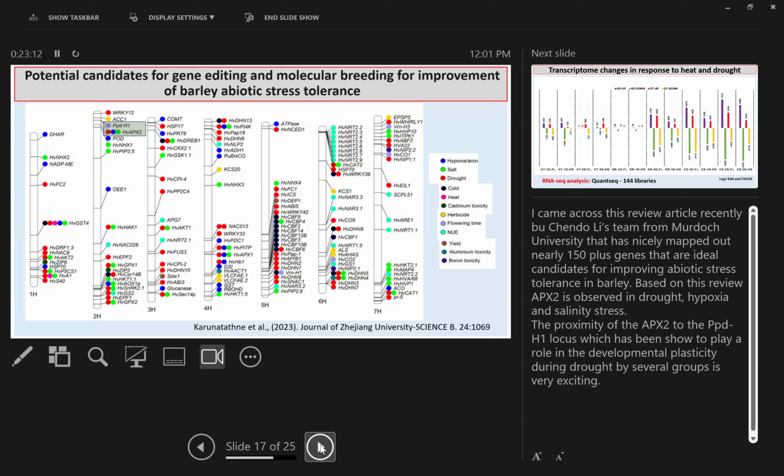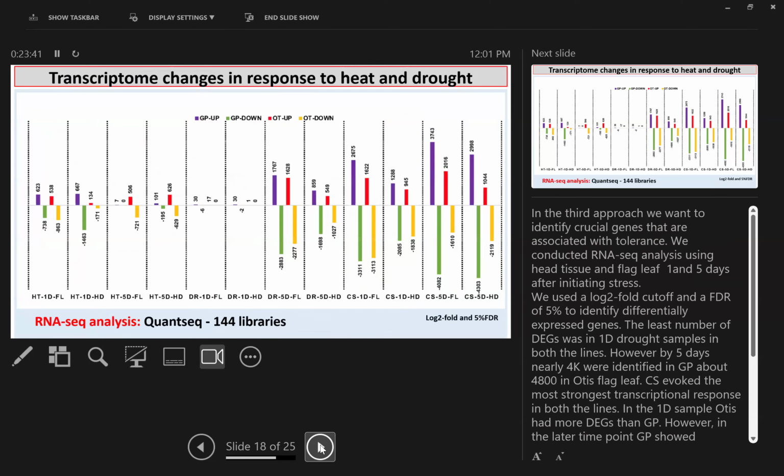And even more exciting for us is the fact that it is in close proximity to this PPD-H1, okay? In the context of the phase transitions that I mentioned to you, the fact that there is a developmental gene associated with flowering and timing in barley is pretty exciting. And it seems to all fit in very nicely in the story. So that's what I wanted to talk about here for that mapping project.